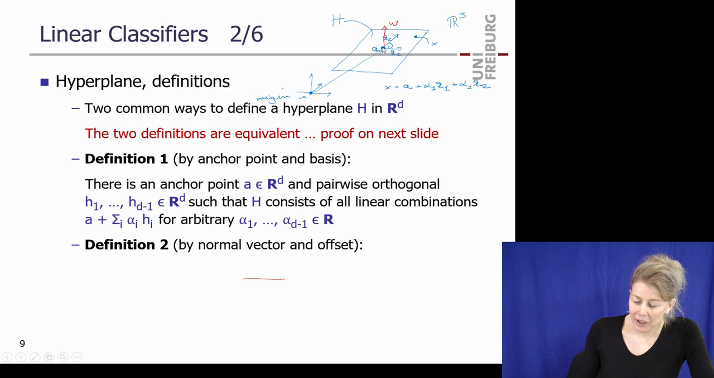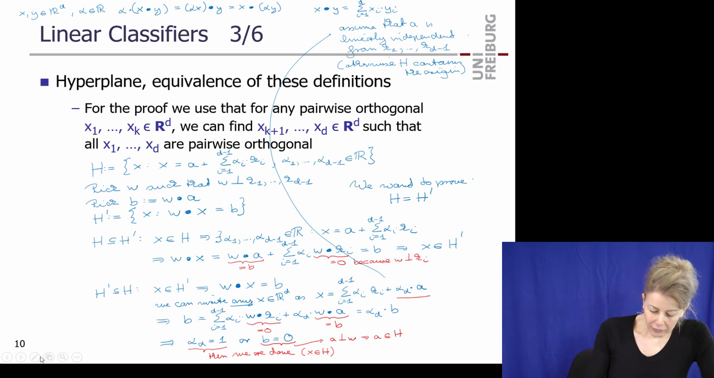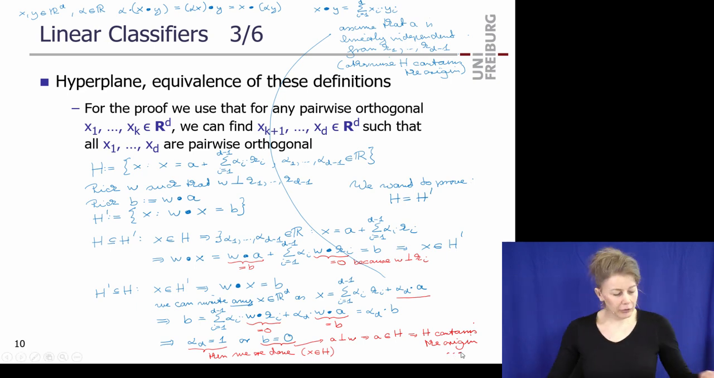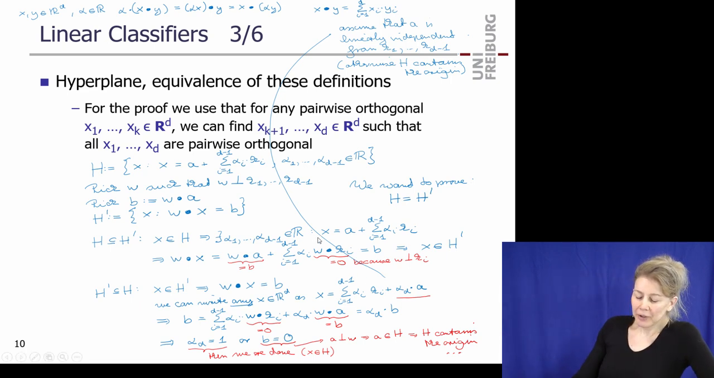Usually A does not lie in the hyperplane. But I don't think I want to go into depth here too much. So H contains the origin. The case when H contains the origin, I think I will skip here, because that's the easy case. In general, it does not. Let's maybe go on. I think it doesn't get more complicated than that.